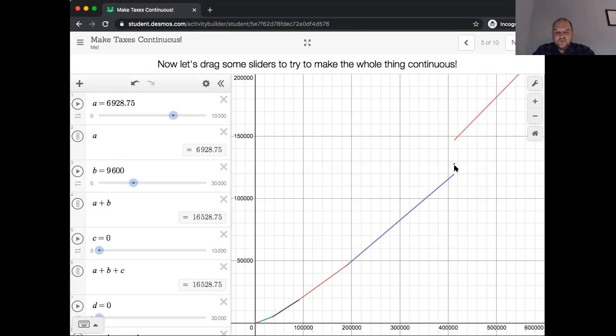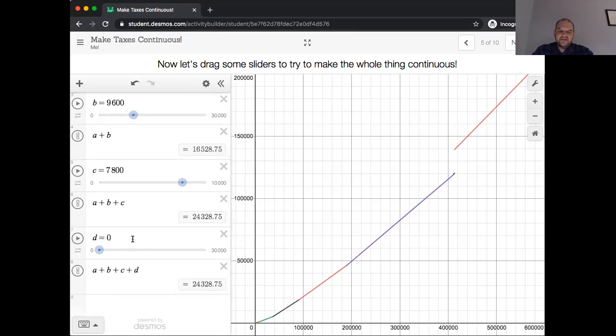Let's make this little branch continuous. I'm going to move this down, and you can see that everything that isn't already continuous is moving down. This will total up to 24,328.75. When we did it, we got 24,623.75. In your table, that's C. So on this, it's A plus B plus C, because I did a bad job naming things.